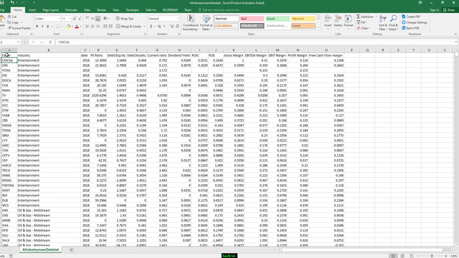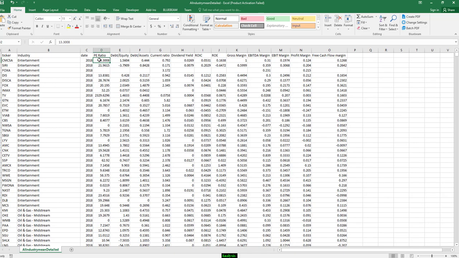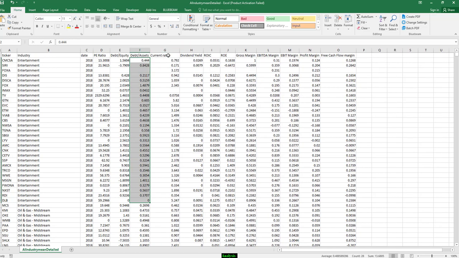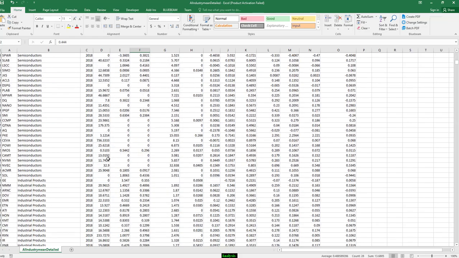So this is the ticker of the companies, what industry they are in, and the date. The PE ratio is the price per earning ratio. I just want to know if this industry is overpriced or not, and what the debt to equity ratio is for all of these, and the debt to asset ratio, and the rest of the parameters. Anyway, it's been generated.